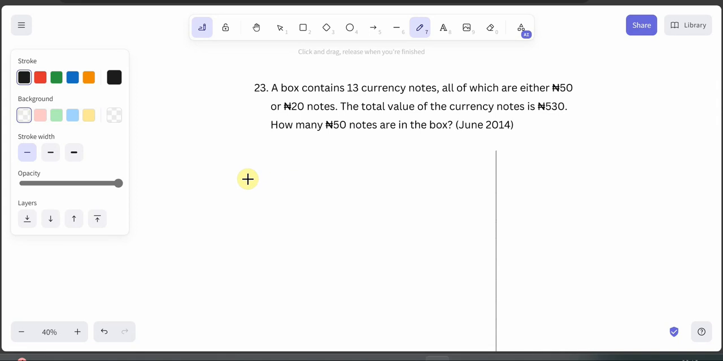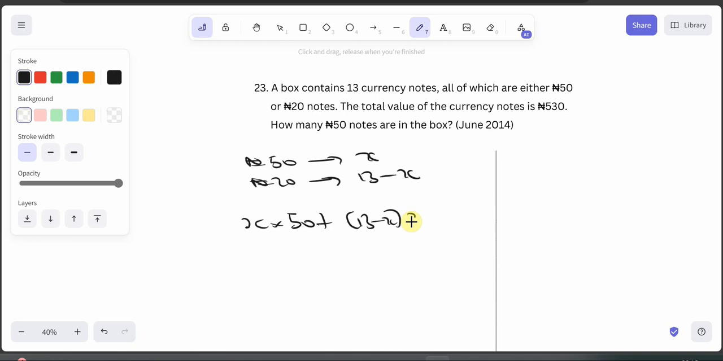So the number of 50 naira notes, let's say it is X. The number of 20 naira notes will now be 13 minus X. And it says that the total value of the currency notes is 530. So that will be X times 50 plus 13 minus X times 20. By the time you add all of them together, that will give you 530. So this will be 50X plus 13 times 20, that will give you 260 minus 20X is equal to 530.